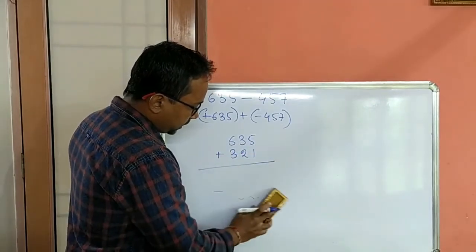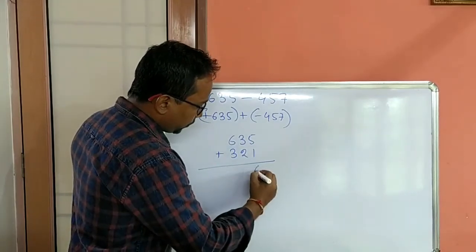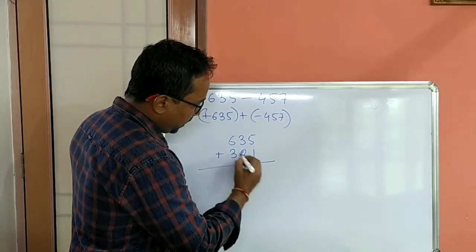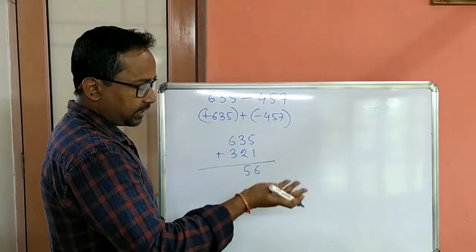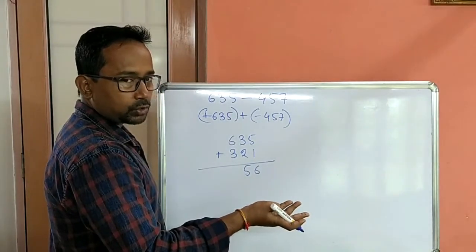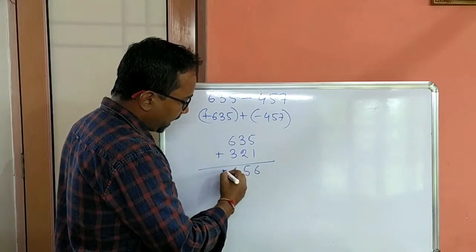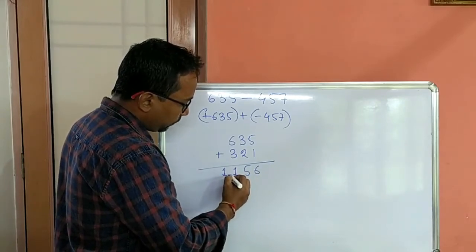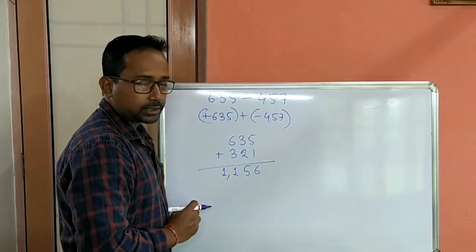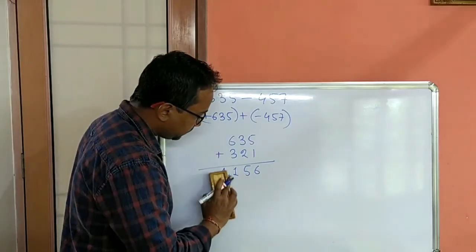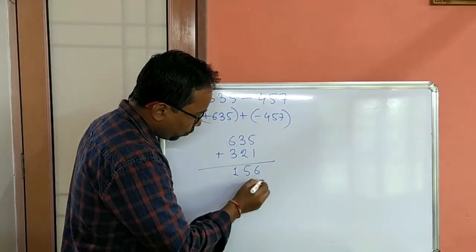Now octal addition. 5 plus 1 for 6, 3 plus 2 for 5, 6 plus 3 for 7, then after 7 the next number is 10, then 11. Here the answer is 1 and 1 will carry this side. So this 1 we have to ignore because this is the extra digit. So the answer is 156.